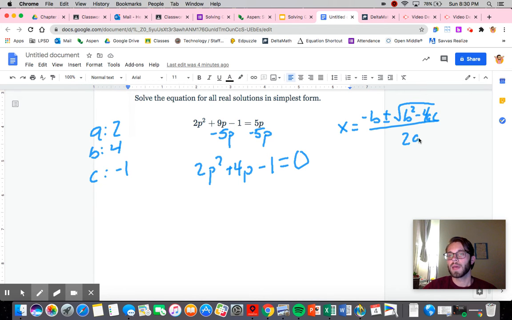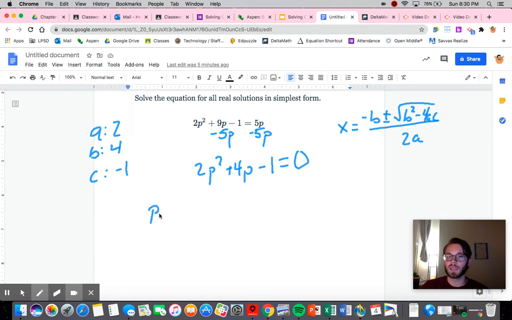all over 2a. Now, if you're wondering where that comes from, if you pay close attention when you're completing the square, you actually are using all of these different components of this formula. So it comes from completing the square, and I'll leave that for you to think about. But ultimately, we need to plug in our values of a, b, and c into this so that we can solve it.